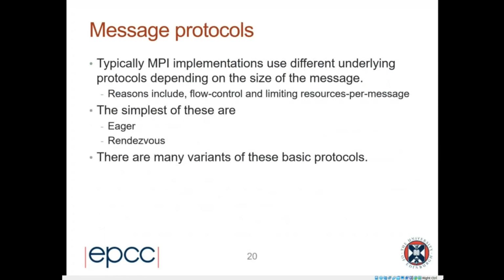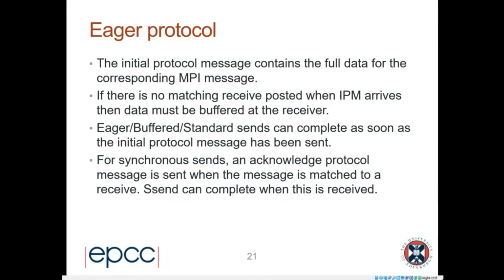So how do we actually send a message when we've decided we have a match and we actually want to send the data? Typically the implementation will use different protocols depending on the size of the message. The simpler ones are eager and rendezvous. There are many variants on these basic protocols, but these are the two classic ones, eager and rendezvous. So eager: the initial protocol message contains the full data for the corresponding MPI message.